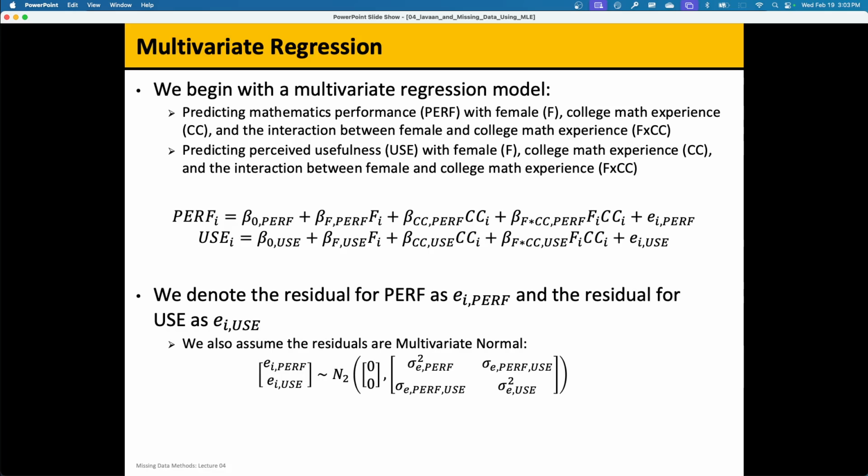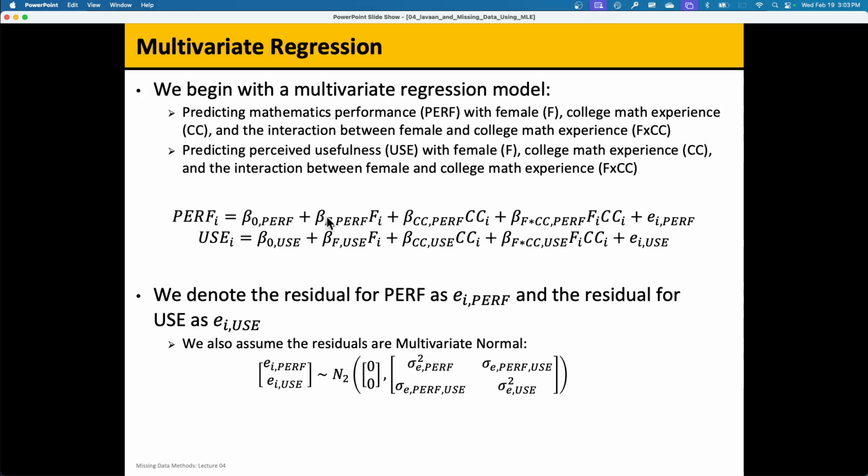All right. So we're going to begin with the multivariate regression model. We're going to predict performance and usefulness through two predictors and their interaction: the female-male variable, the sex variable, and college math experience, CC.